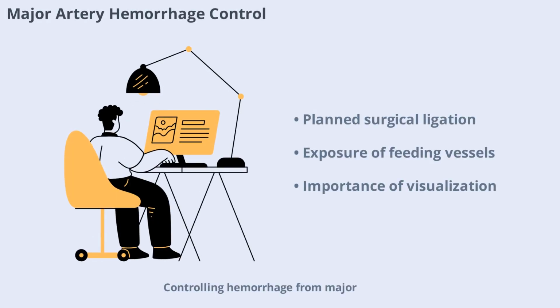Controlling hemorrhage from major arteries requires planned surgical intervention. Local measures are usually sufficient, but major vessels may need to be ligated if bleeding cannot be controlled. In cases of vascular tumors, hemangiomas, or arteriovenous malformations, major feeding vessels should be exposed and ligated before surgery.